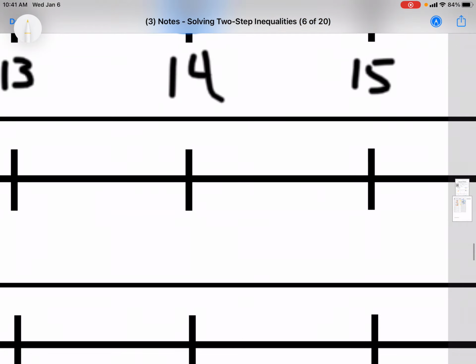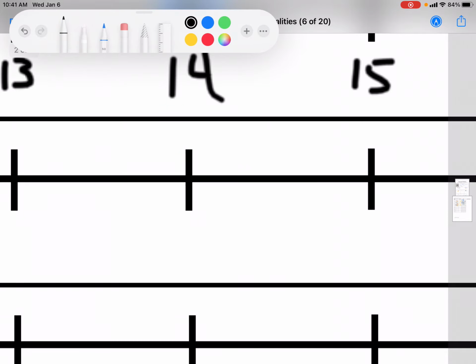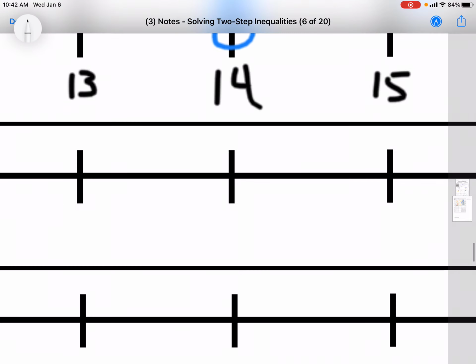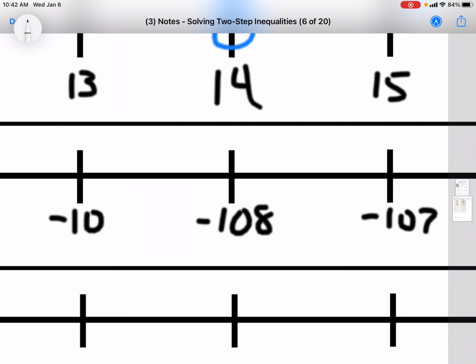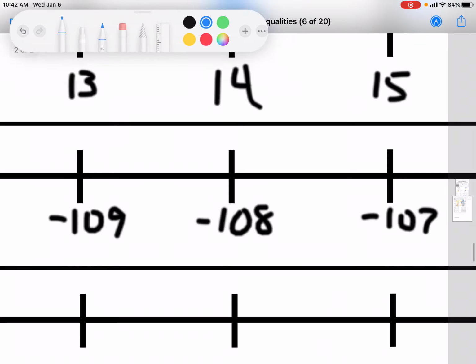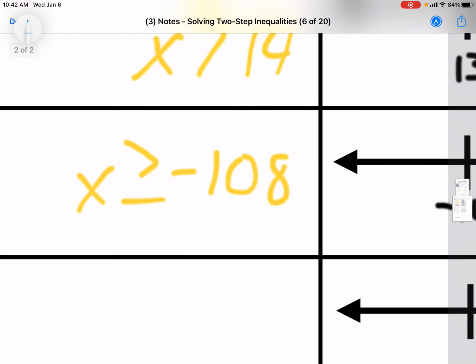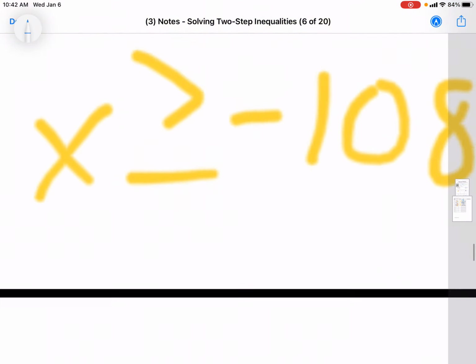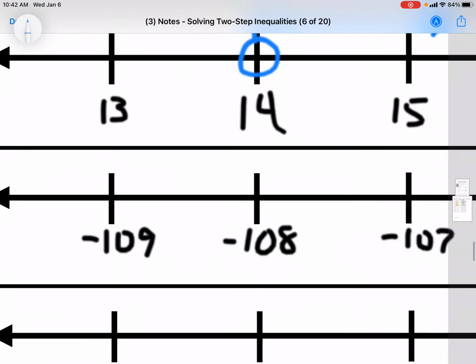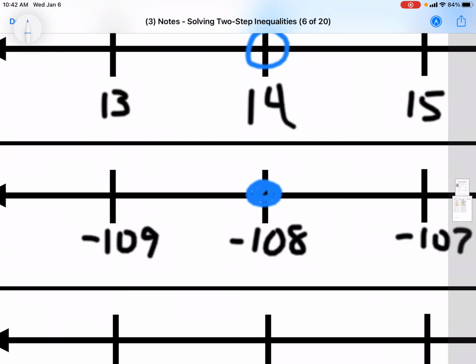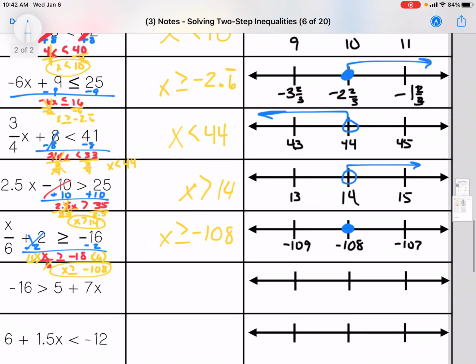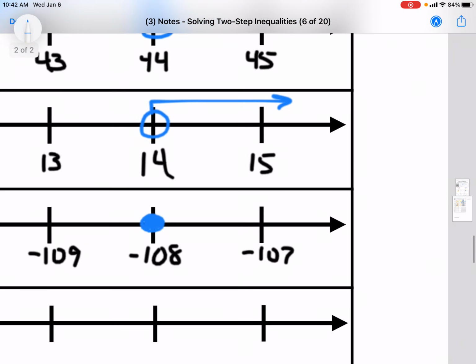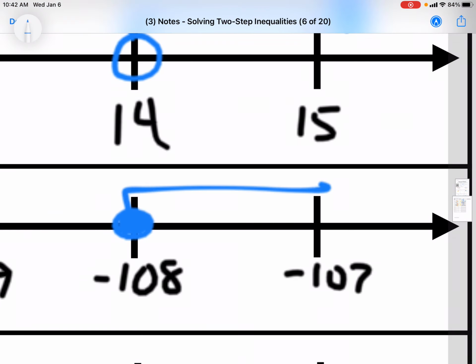So we're going to come over here, negative 108 in the middle, negative 107, negative 109. Open or closed? It's closed because of that equal sign right there. Okay, so it's closed. Fill it in. And it is x is greater than, so we go to the right.